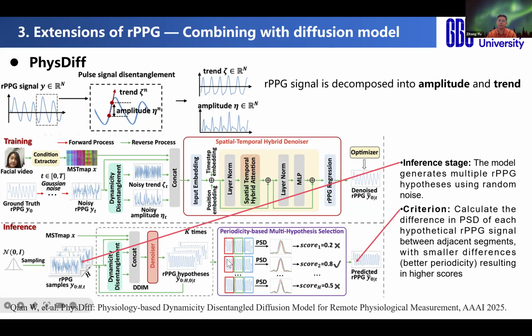For example, they measure different windows from this signal, and they use majority voting, using the most similar one, and they think this signal is more reliable. So they use this output as their final result.